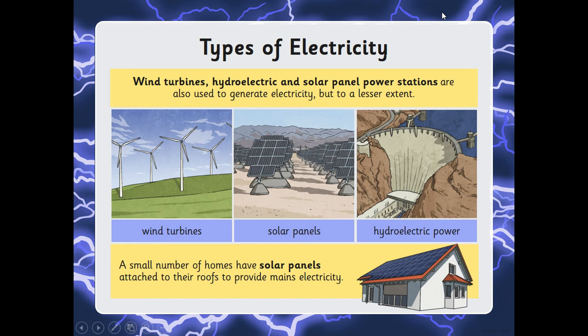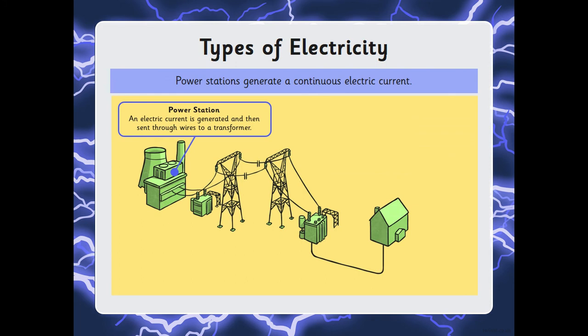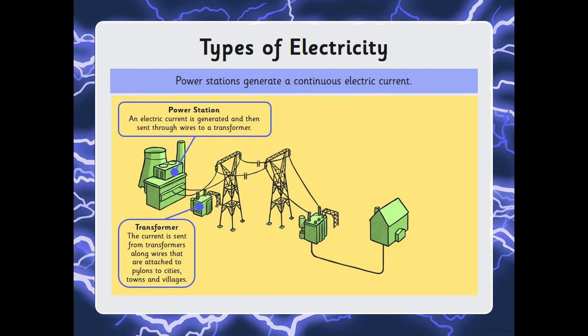So they're those sources of energy that we looked at last week. And some homes have solar panels attached to their roofs to provide mains electricity as well. So we've got a little diagram here to show us how it gets from the source to our homes. So there's a power station, and that's where the electric current is generated, and it's sent through wires to a transformer.